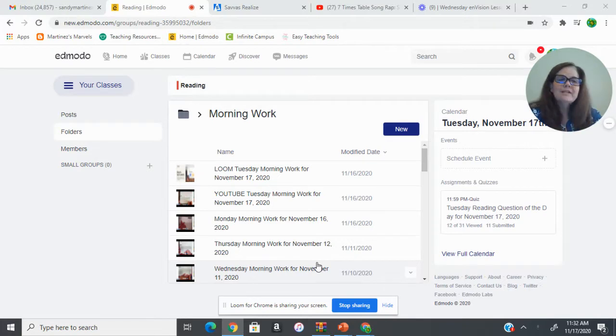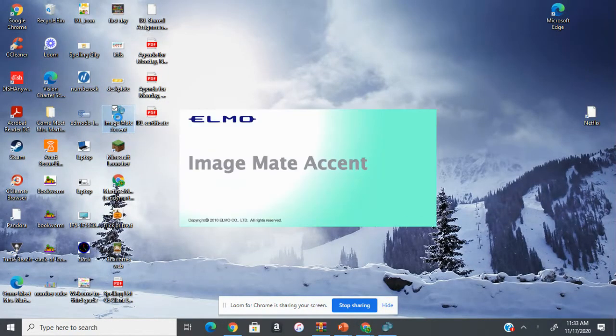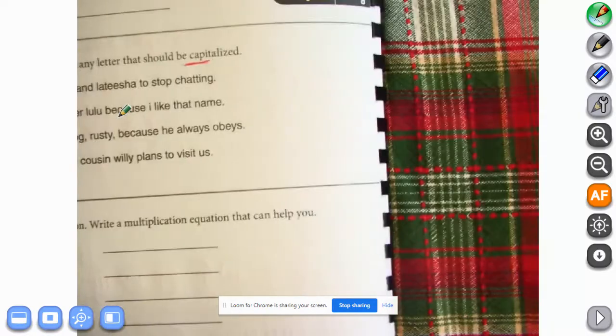We are on page 46 in our morning workbook. If you please get that book and turn to page 46. I'm going to get the camera set up.